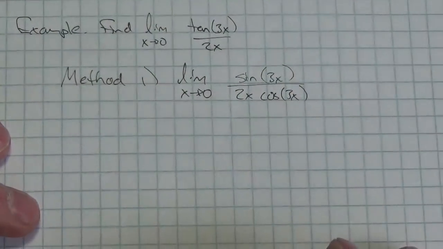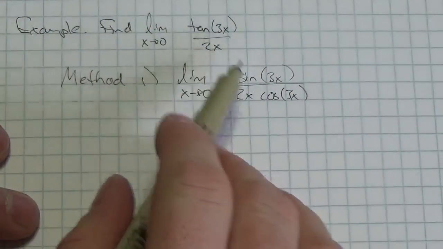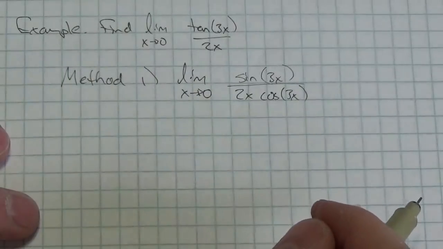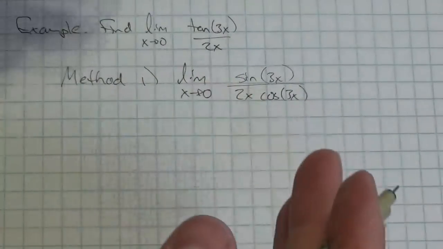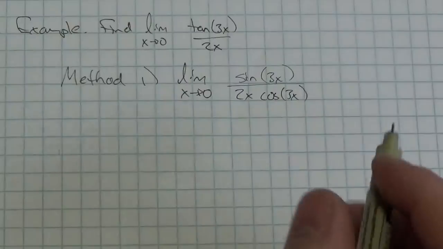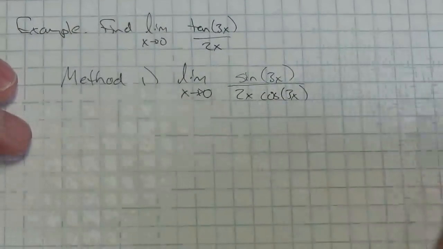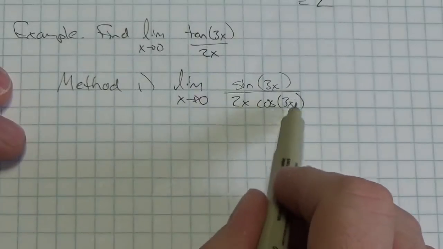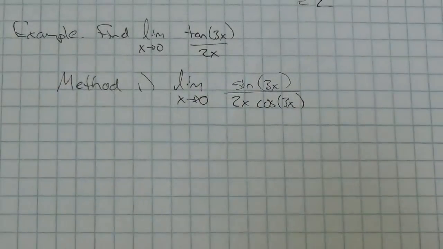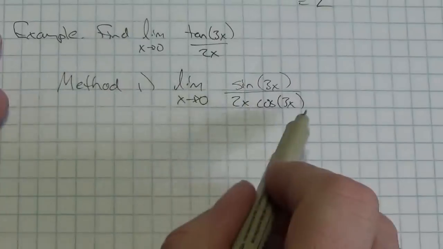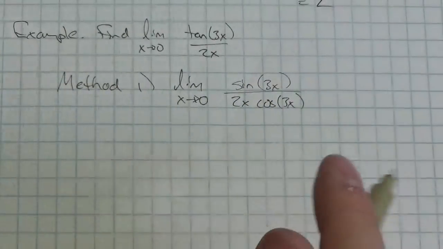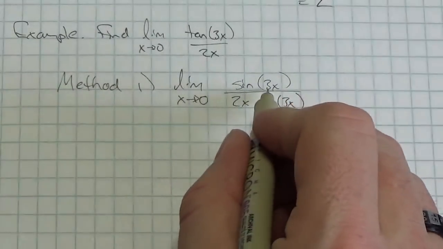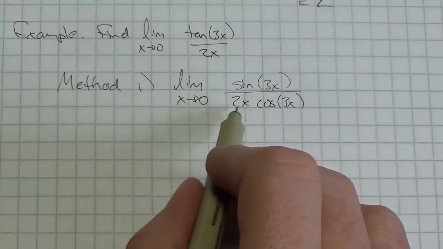Okay? So I'm going to replace the tangent of 3x with the sine of 3x divided by the cosine of 3x, because tangent is sine divided by cosine. Now, I'm thrilled with that, because as x goes to 0, 3x is going to go to 0. The cosine of 0 is just 1. So I'm totally fine with that being in the denominator, not a problem. But now I've got this sine of 3x over a 2x.